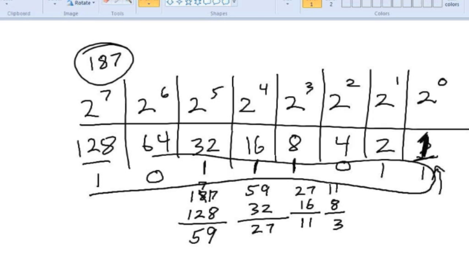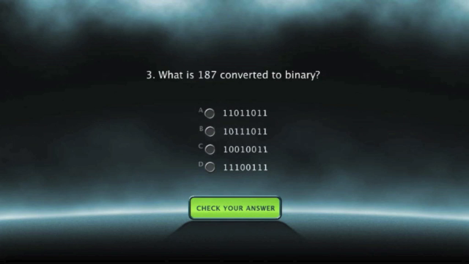So I circle this so I can see it clearly. The answer: 1, 0, 1, 1, 1, 0, 1, 1. We go back to the problem. 1, 0, 1, 1, 1, 0, 1, 1. The answer is indeed B. Awesome.